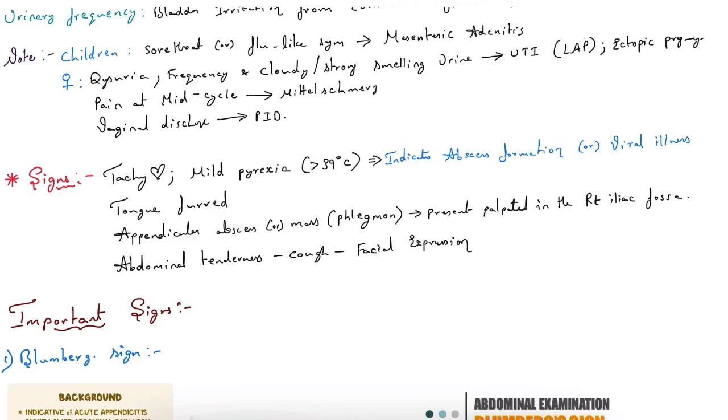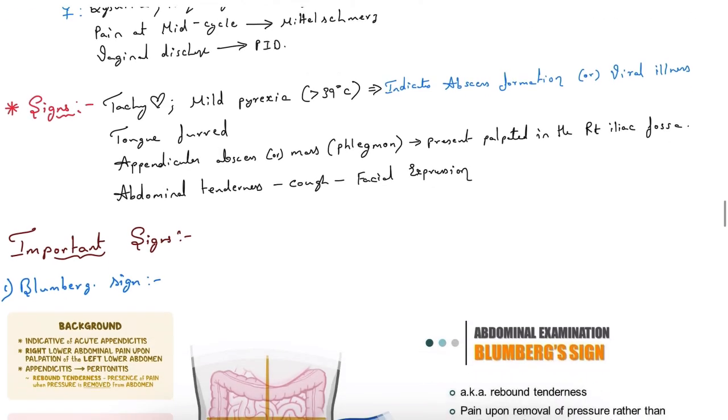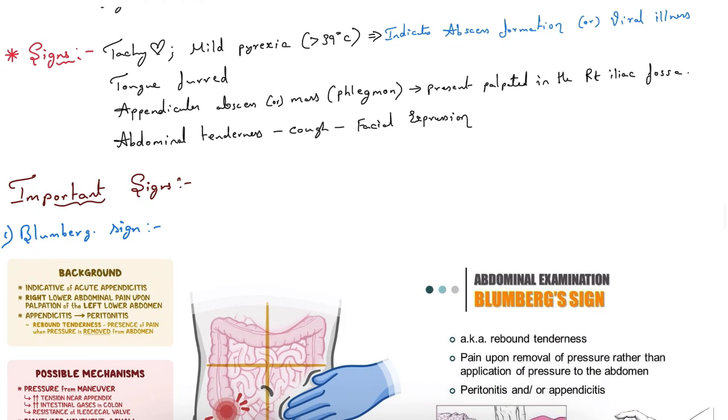Okay. So what are the signs we can see in appendicitis? First one, tachycardia, mild pyrexia, and greater than 39 degrees if any patient has an abscess or viral illness, then we can see fever. Okay. And the tongue will be furred, and we can see an appendicular abscess or mass, phlegmon, palpated in the right iliac fossa, and abdominal tenderness, with the patient coughing and making facial expressions.